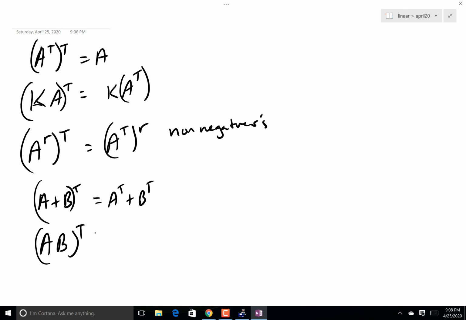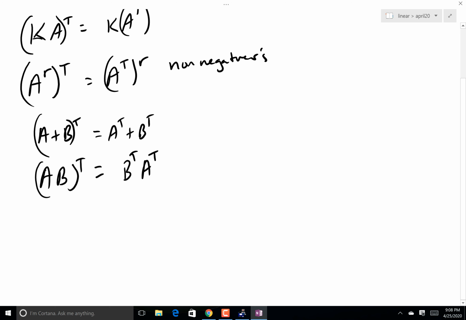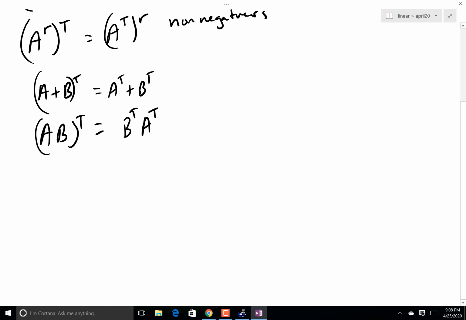(AB) transpose is the same as B transpose A transpose. What? Let's try that one, shall we? So to pull that off, I think I want to make sure I start with a square matrix. I think it will not work with a non-square matrix. So this is A, let's say, and this is B.